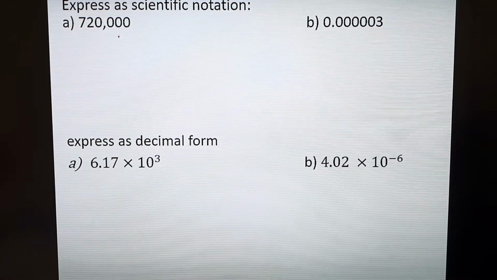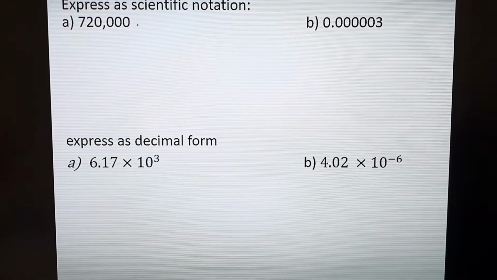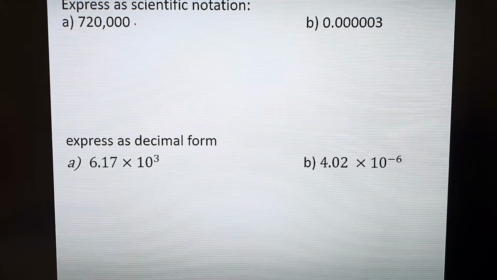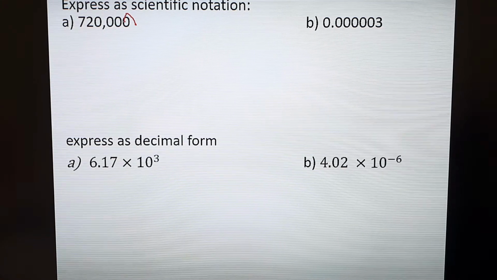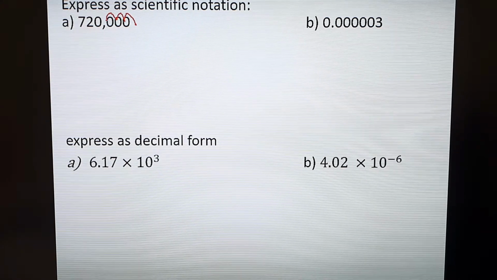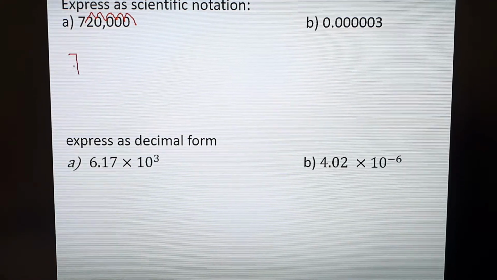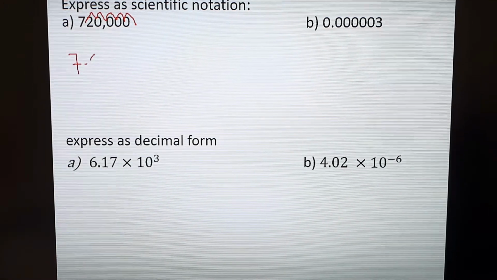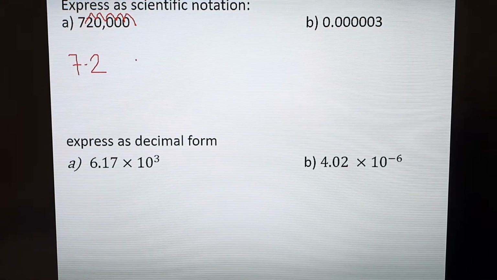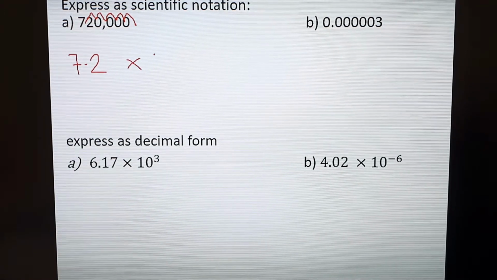So this is a really big number, or it's considered a big number, and we're going to move the decimal point this way, so to the left. 1, 2, 3, 4, 5 times. So I've got 7.2, and that's what we want. We want a number between 1 and less than 10. Then I'm going to multiply it by 10.